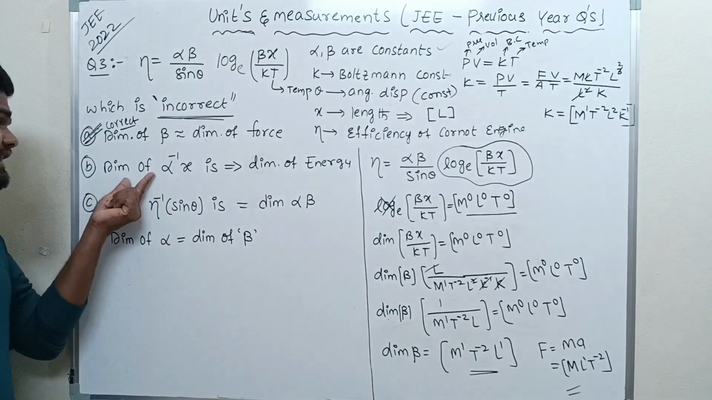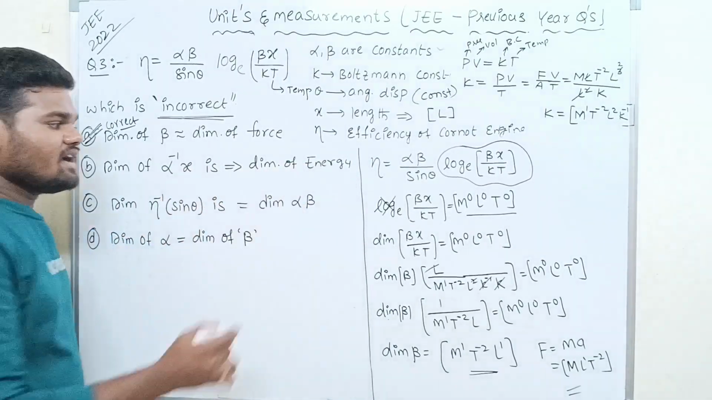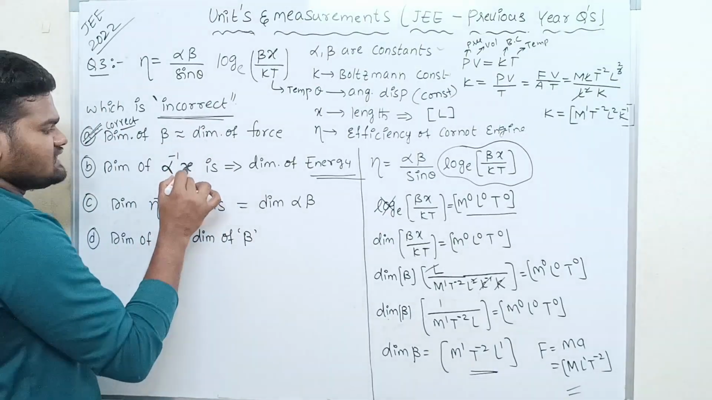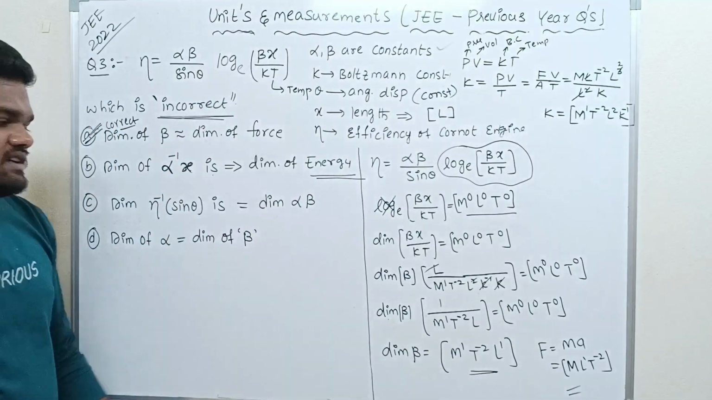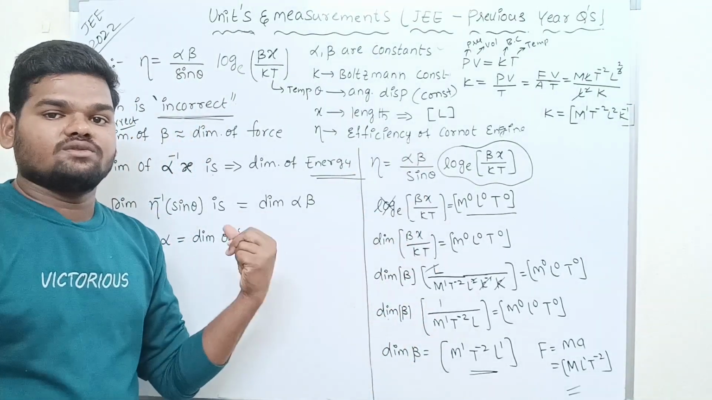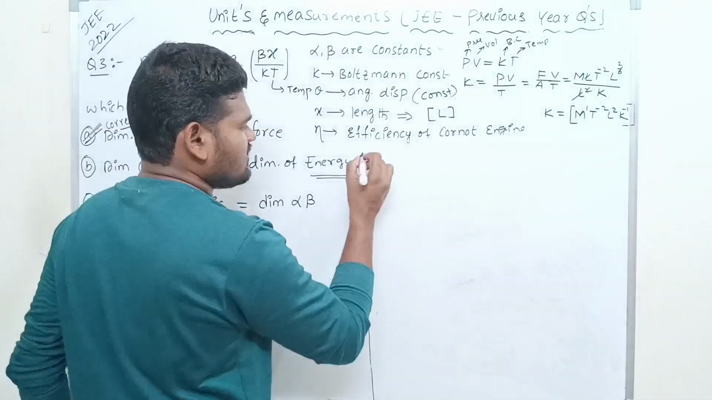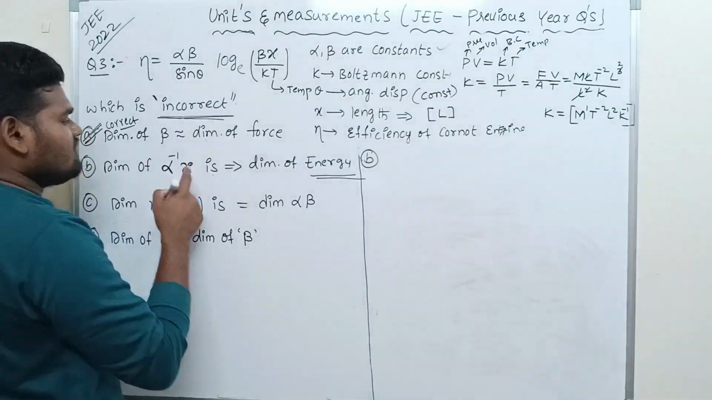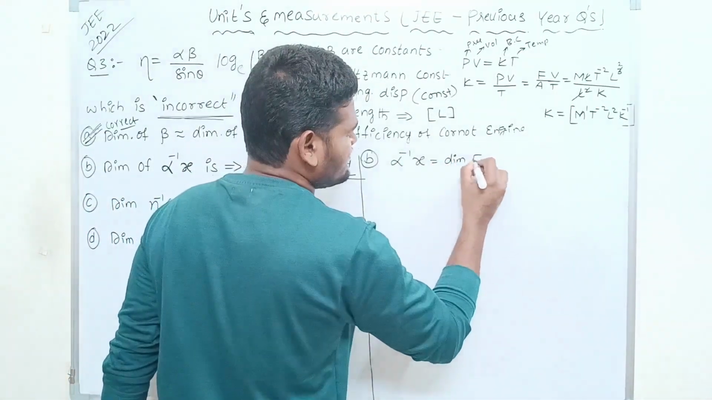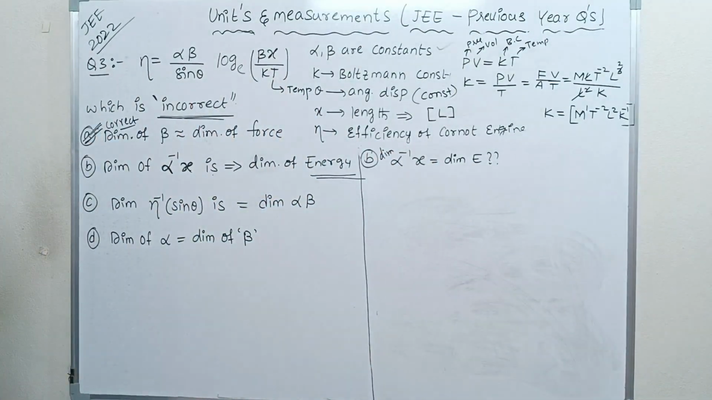Next come to this. The dimension of alpha inverse of x is equal to the dimension of energy. We have to check this term. Pause the video and write this solution. 3, 2, 1, go. So option A is correct. Option B: is the dimension of alpha inverse of x equal to the dimension of energy or not? We have to check.